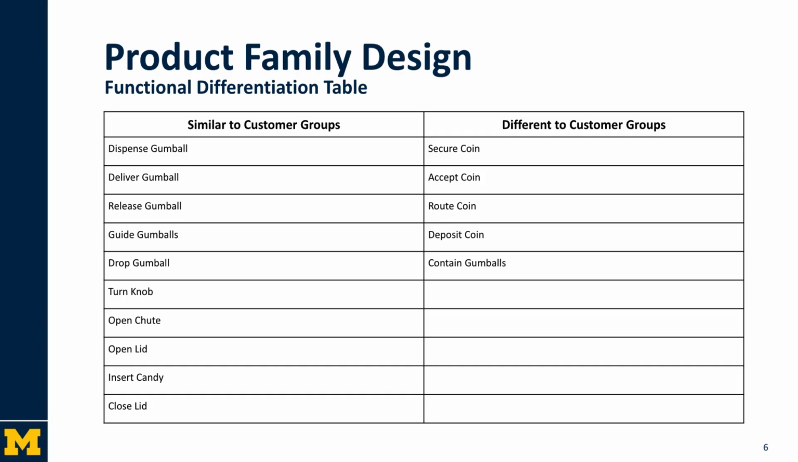in the table. Moving on to the product family design, when taking a look at our primary and secondary customers, two functions change. One being the involvement of a coin, so that includes securing, accepting, routing, and depositing a coin, because when it comes to our secondary customers, the gumball machine will be more for entertainment and fun rather than for profit, so there's no need for a coin. And the second function changing includes containing gumballs, as in it should be easier to replenish and access the gumballs since it will be in a home and not unsupervised in a store.